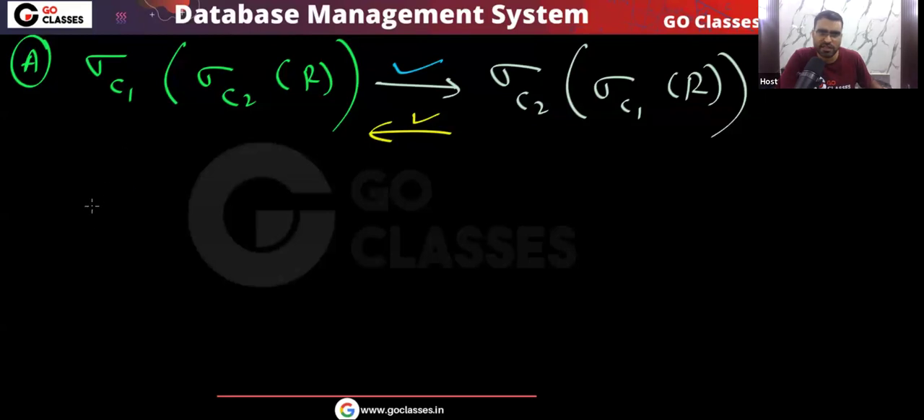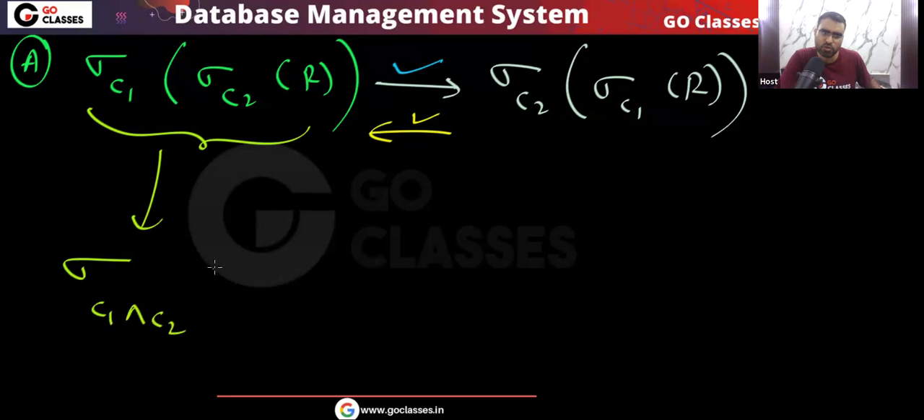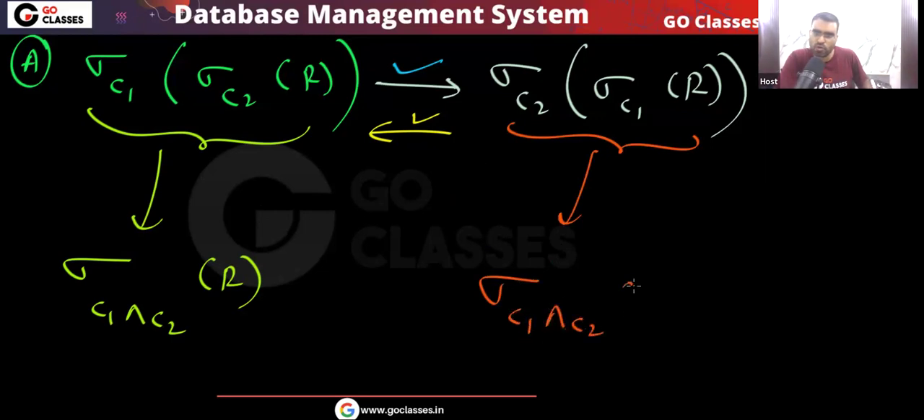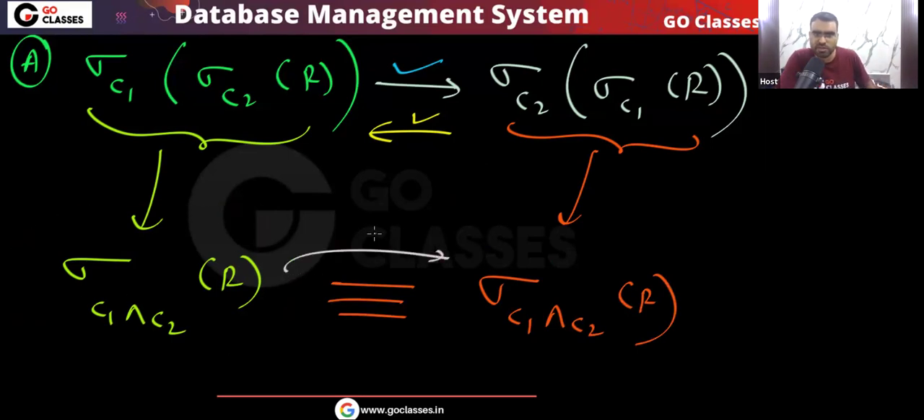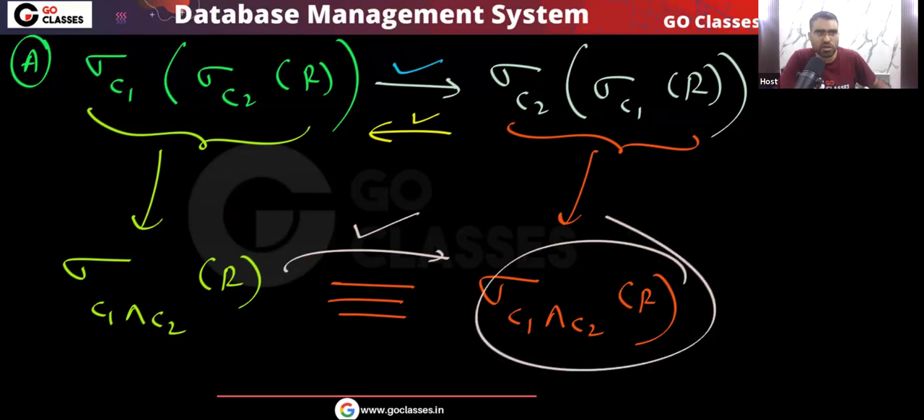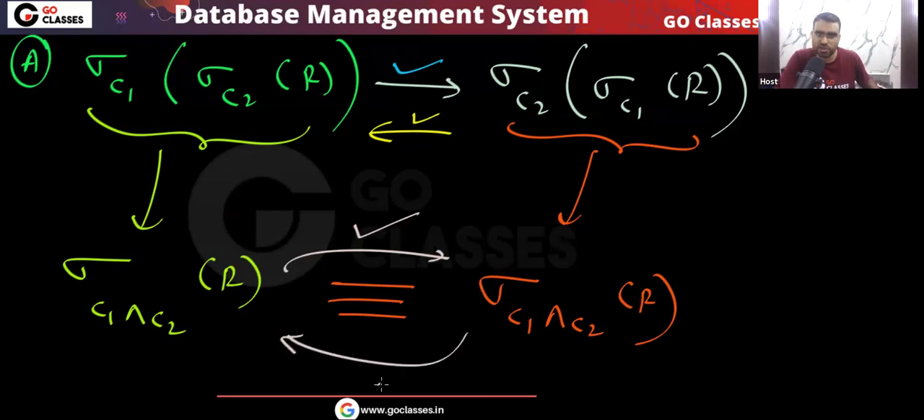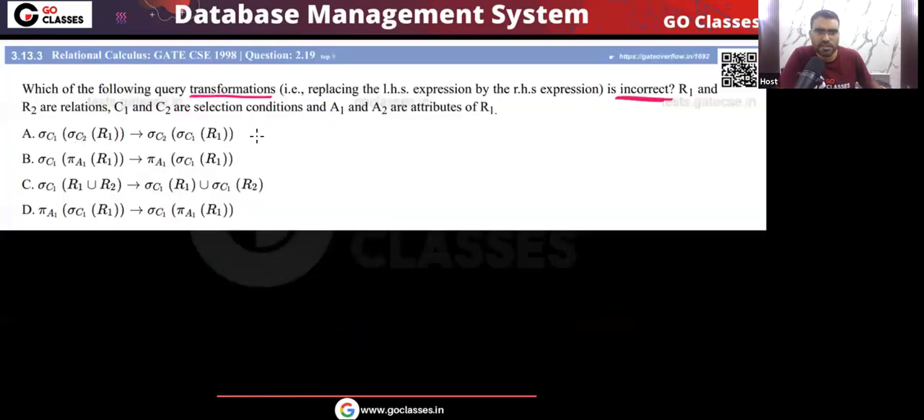We have already seen that this LHS is the same as sigma C1 and C2 of R. Similarly here, this is the same as sigma C1 and C2 of R. So you can see they are actually equivalent. Means if you have this query, I can replace it with this query, and if you have this query, I can replace it with this query. Both are fine. Is this clear? So I can say this transformation is correct.